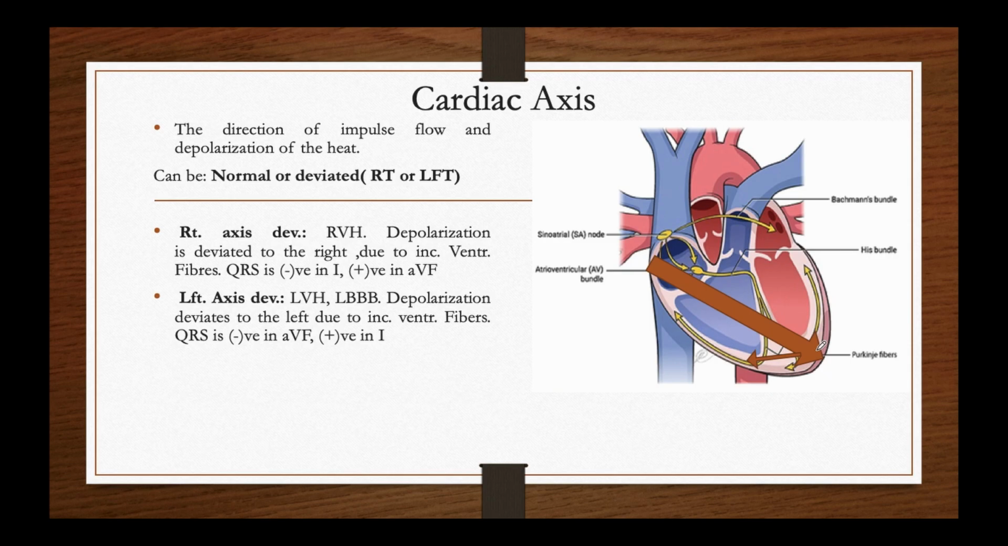Now, we may also have extreme axis deviation, and this extreme axis deviation is usually found in people with ventricular tachycardia, sometimes also in hyperkalemia, and also in severe right ventricular hypertrophy. We may find extreme axis deviation in them.